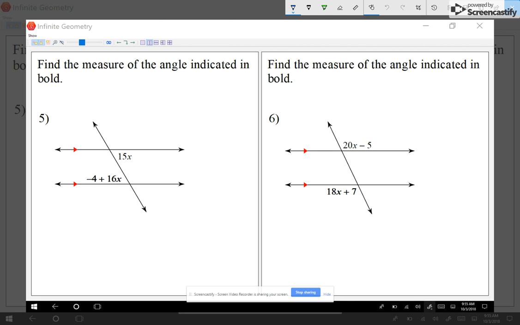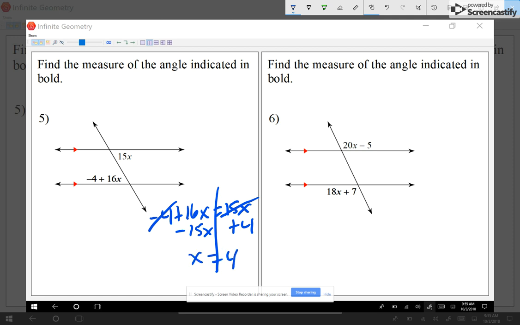So I'm just going to say that negative 4 plus 16x is equal to 15x. Right, I'm going to let the two equal each other. I'm going to separate them through the equal sign. I'm going to get rid of the 15x on the right. I'm going to move it to the left. So any term that doesn't have an x, I'm going to move it to the right. So my negative 4, I'm going to move it to the right as a positive 4. So I get that x equals 4.